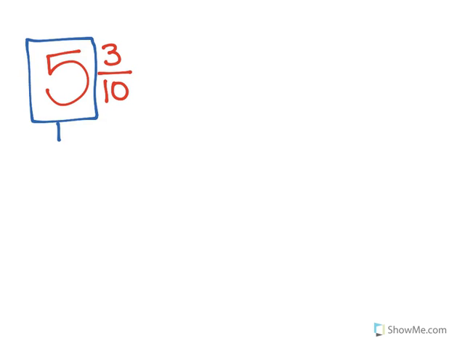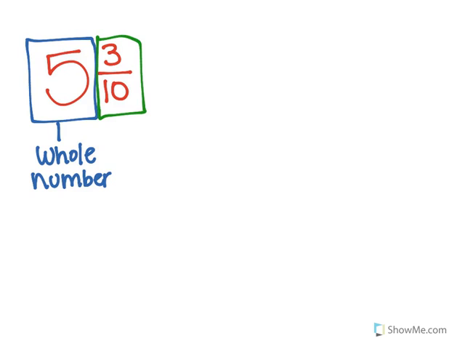So let's say I gave you this mixed number, 5 3/10. So as I look at this, I can see 5 is my whole number. 3/10 is my fraction. So I need to put both of these into a number with a decimal point. And I want to show you how.